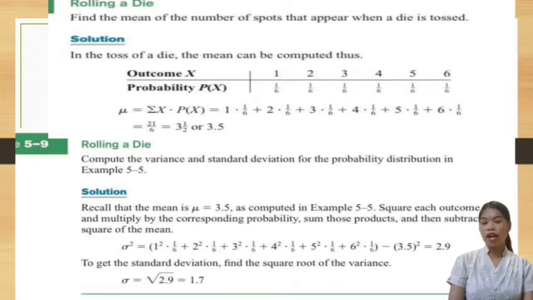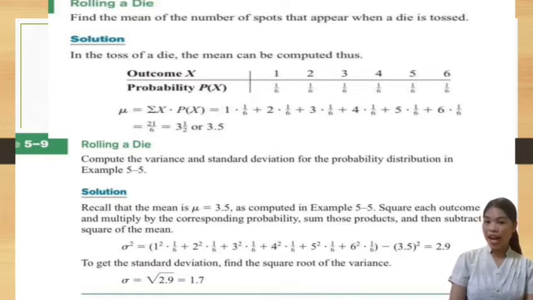So we square the mean first, then subtract it from what we computed for x squared times p of x, the summation of x squared times p of x. So that is equal to 2.9. So we have a variance of 2.9.